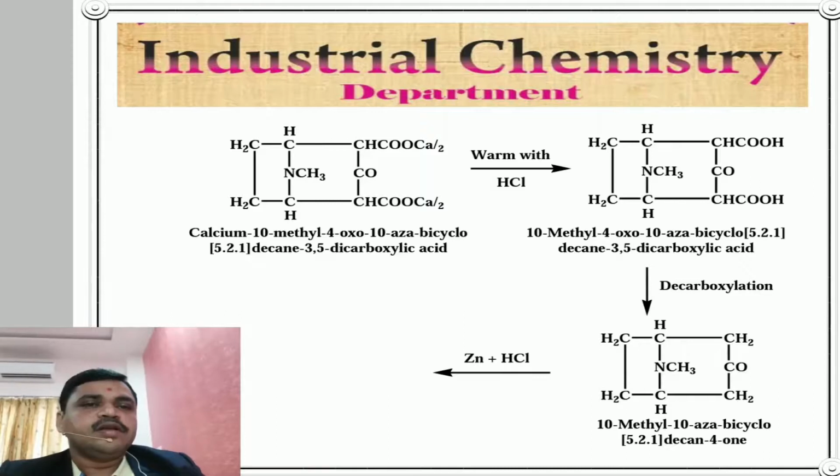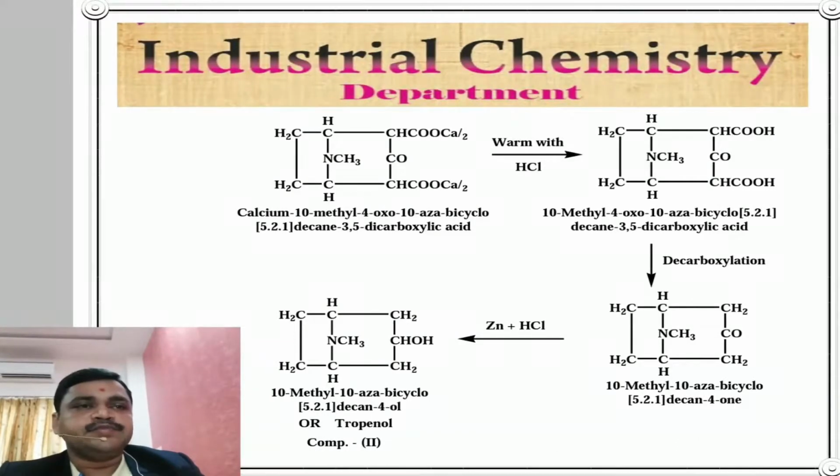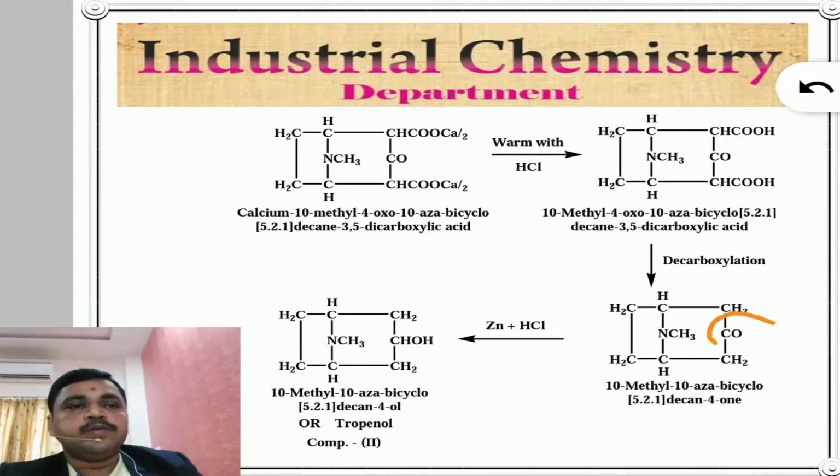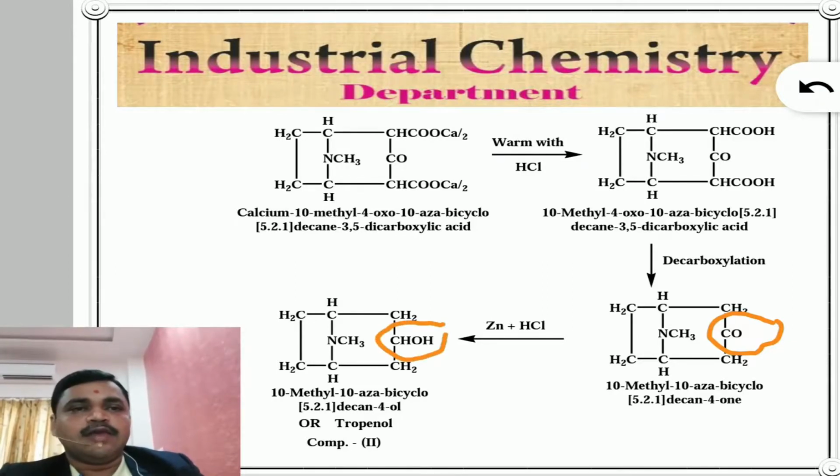After this, the product 10 methyl 10 aza bicyclo 5 2 1 decane 4 one is treated with acid and metal. Here the metal is Zn and the acid is hydrochloric acid. So this compound is treated with zinc in the presence of hydrochloric acid. Note here that the CO ketonic group in the presence of Zn plus HCl is converted into alcohol, and we get our compound number 2, tropanol.